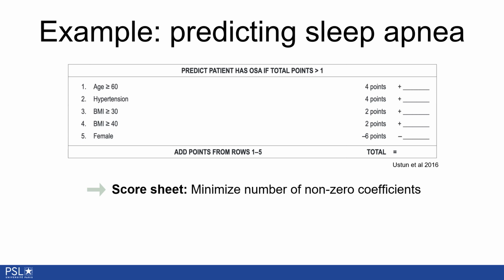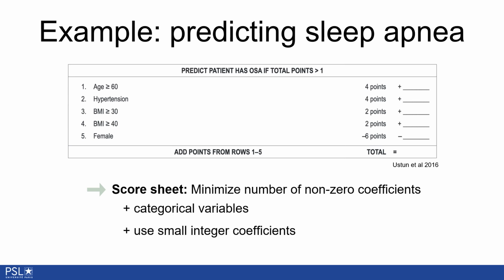Score sheets are an extension of logistic regression in which the number of non-zero coefficients is minimized, as in sparse logistic regression, but moreover the input variables are categorical and binary, and the coefficients are small integers. Training and optimizing this kind of models is actually quite complex, and this is a topic of current research summarized in an article published by Rudin and colleagues in 2022.